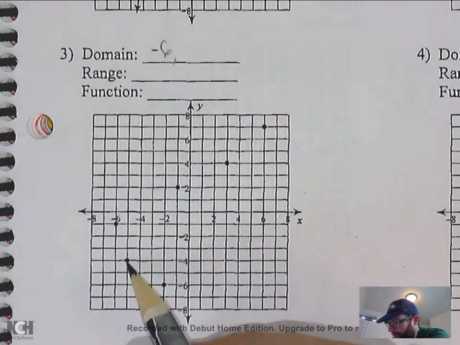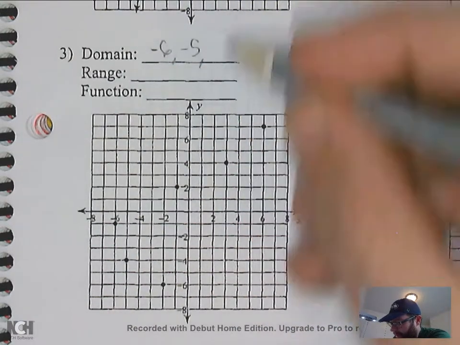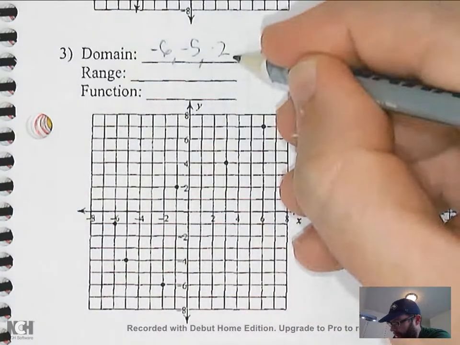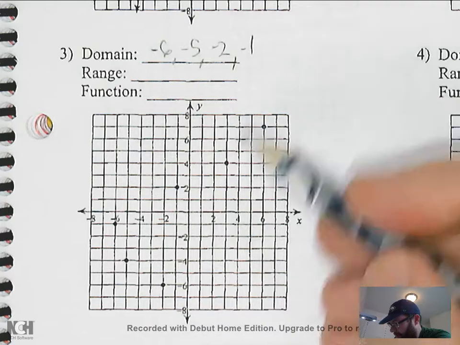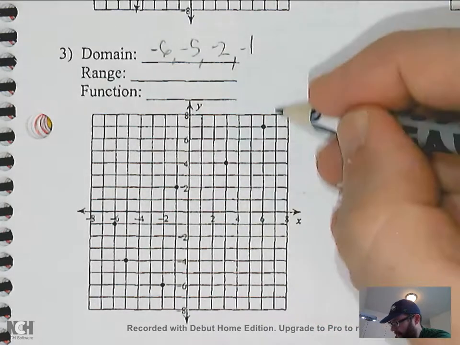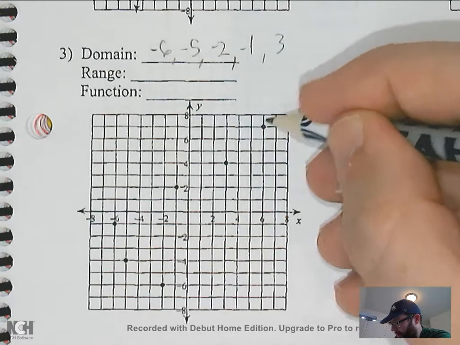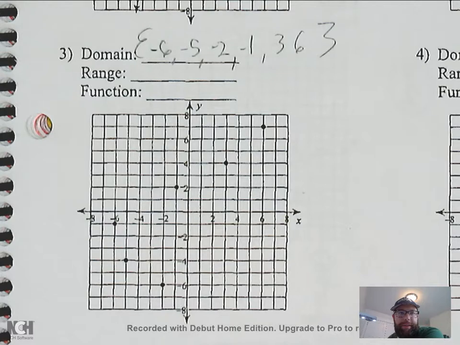And then the next least one is right here at -5. Then there's one at -2, at -1. And then the next one's over here at 3. And then I've got one over here at 6. And then I've got to put my squiggly brackets on it. Okay? And then you do the same thing for the y values.